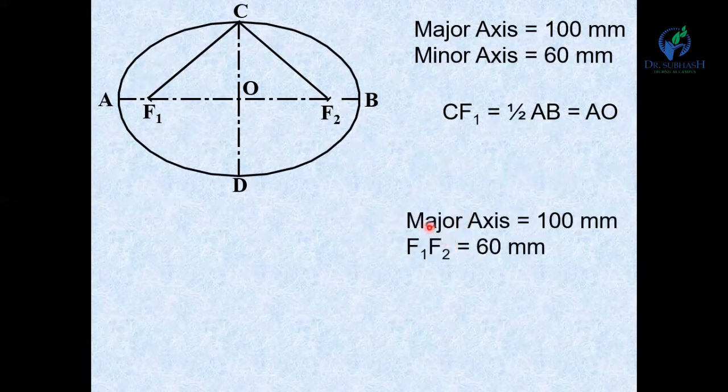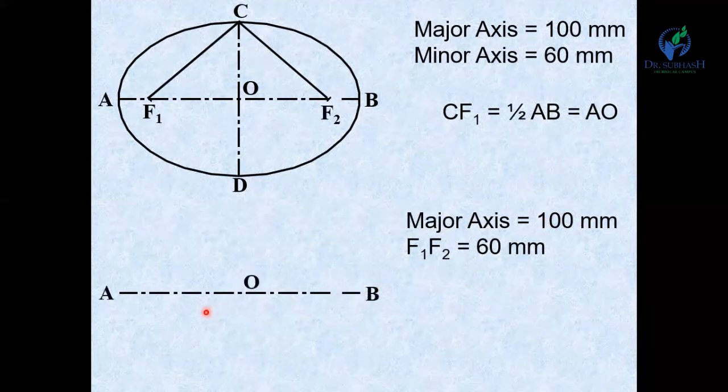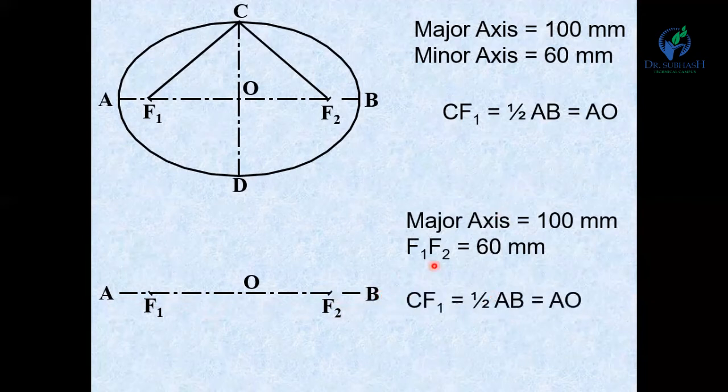Now, here the major axis is equal to 100 mm and the distance between the two foci is 60 mm. Now we have to find the minor axis. So AB is 100 mm and F1F2 is 60 mm. So mark the points F1 and F2 at 60 mm. So AF1 is equal to 20 mm and F2B is equal to 20 mm. Now, as per the definition, CF1 is equal to one half AB, which is equal to AO.